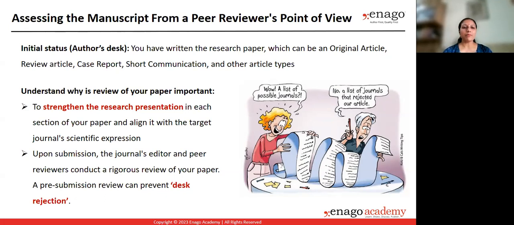Besides this, upon submission, please note that the journal's editor and peer reviewers even conduct a rigorous review of your paper. Hence, a pre-submission review would help to fill in all the gaps that may be prevalent in the research paper from a content or data point of view, or even maybe from an English language accuracy point of view. Hence, it will help you to avoid desk rejection.